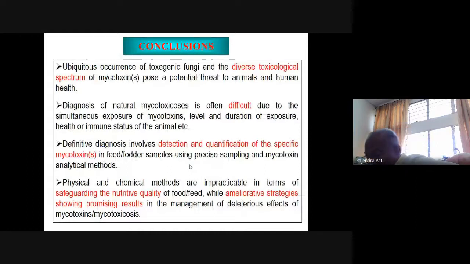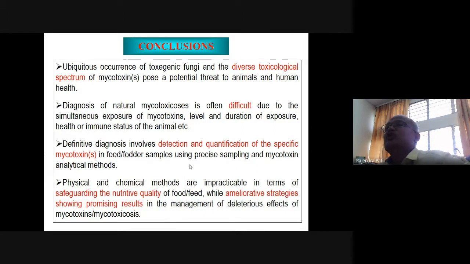So we have seen the various mycotoxins, their diagnosis, and their amelioration strategies. On this basis, I can conclude that the toxigenic fungi producing the mycotoxins are ubiquitous in nature, and the mycotoxins have a diverse toxicological spectrum. That's why they pose potential threats to animal and human health, because of their carryover effect, entering the food channel in the form of residues in food and animal byproducts.